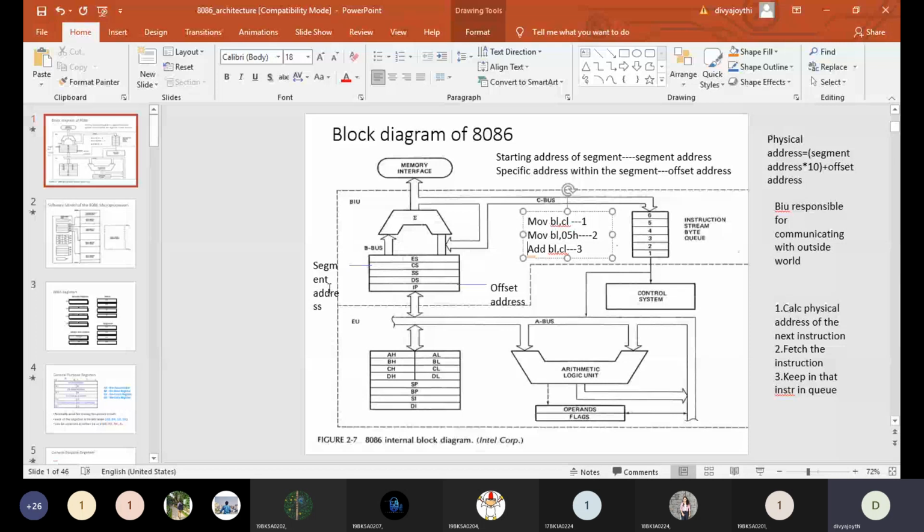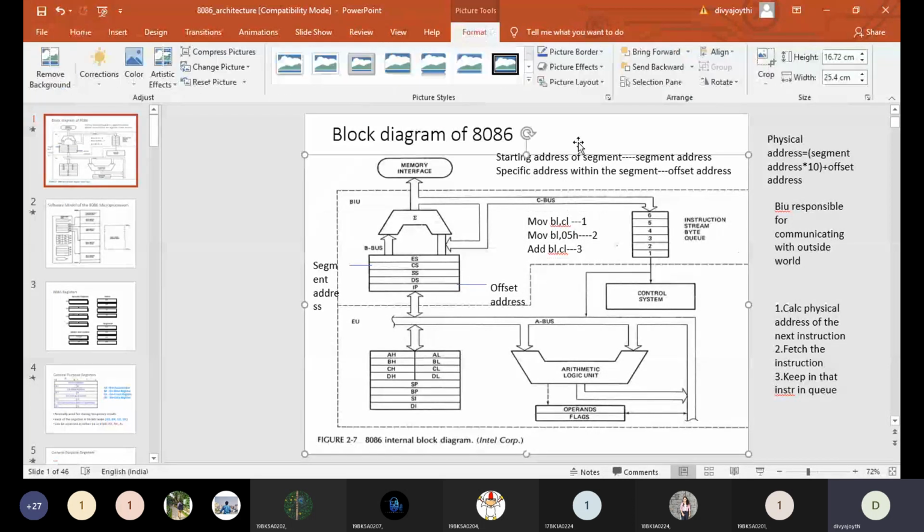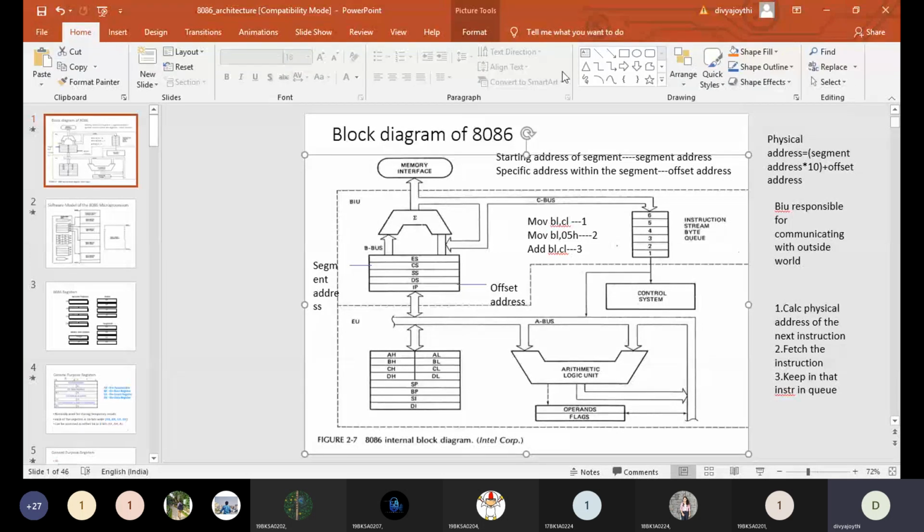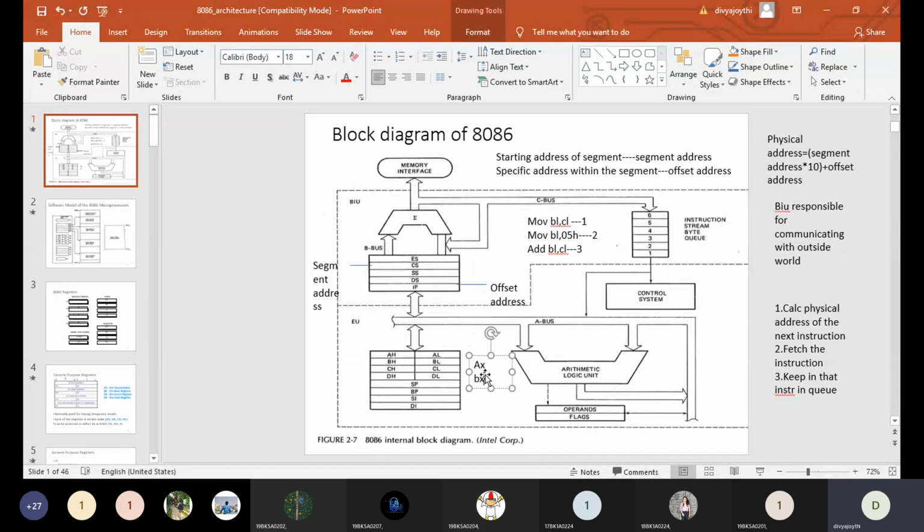And here I have explained what these are. Segment register will store the segment address. Instruction pointer will store the offset address. In a similar way, here we have so many registers: AH AL, BH BL, CH CL, DH DL. AH AL can be combinedly called as the register AX. In a similar way, BH BL can be combined and called as BX. Similarly, CX and similarly DX.